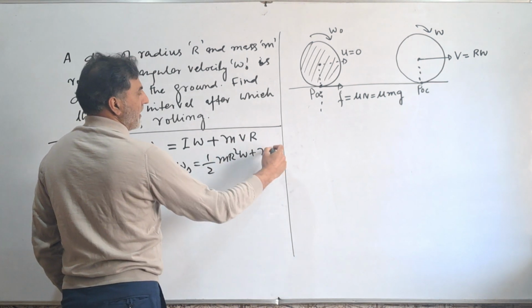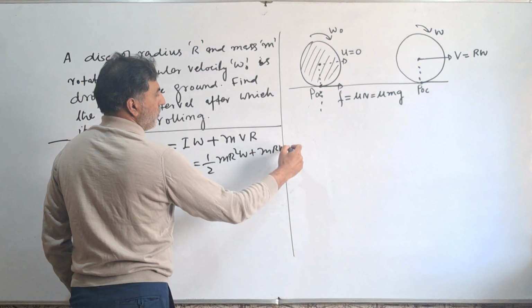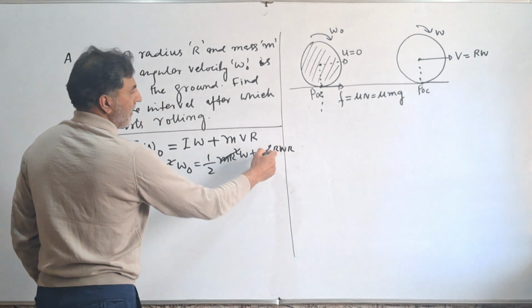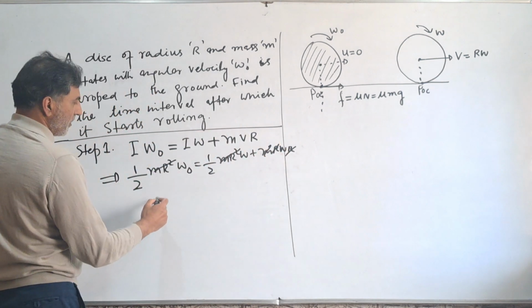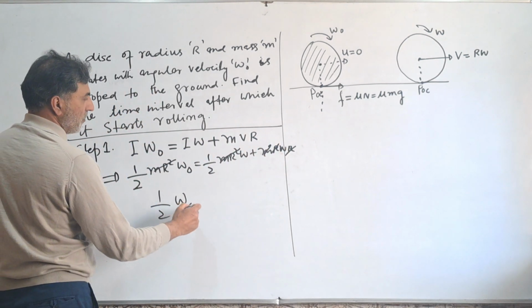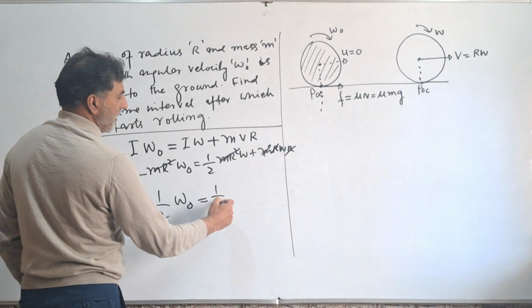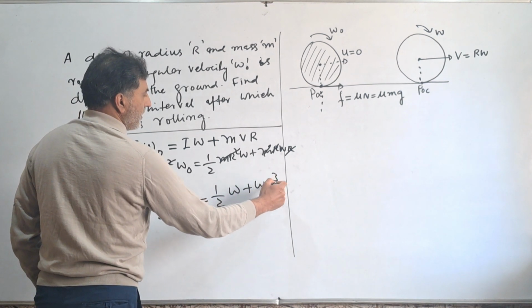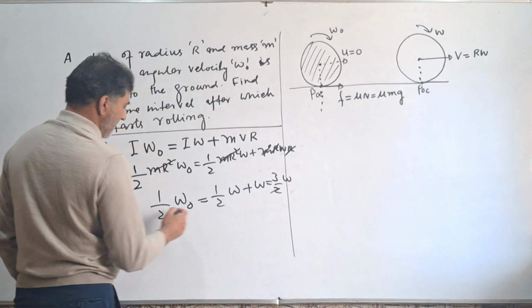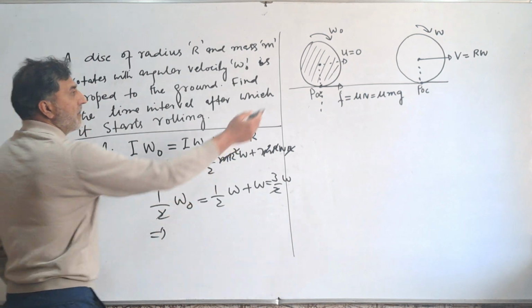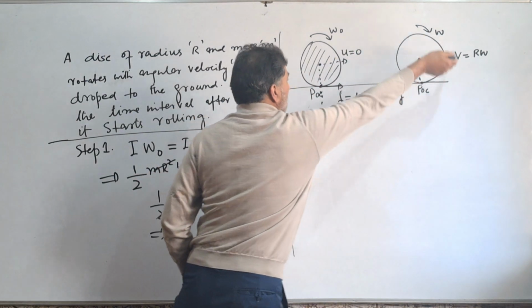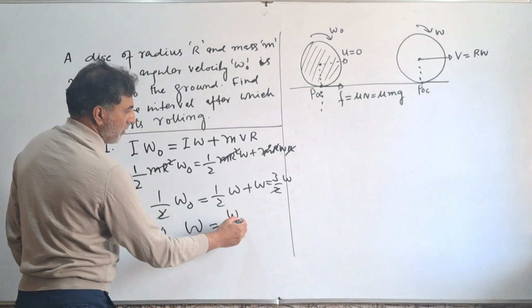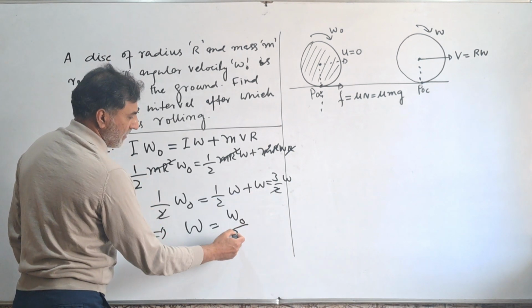That is r omega into r, mr square, and mr square finishes off. So it is 1 by 2 omega 0 is equal to 1 by 2 omega plus omega, that is 3 by 2 omega. 2 gets cancelled. And what is omega? Angular velocity when it starts rolling, that is omega 0 by 3.